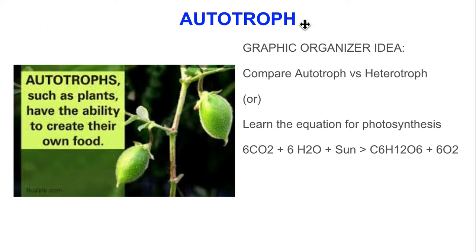So a good graphic organizer for an autotroph would be to compare this word autotroph with the next word, which is heterotroph. Or if you're a little bit more advanced, you could make sure that you know the equation for photosynthesis, which is this chemical equation written right here: 6 carbon dioxide plus 6 waters plus sunlight makes glucose, which is C6H12O6, and then 6 oxygen molecules.